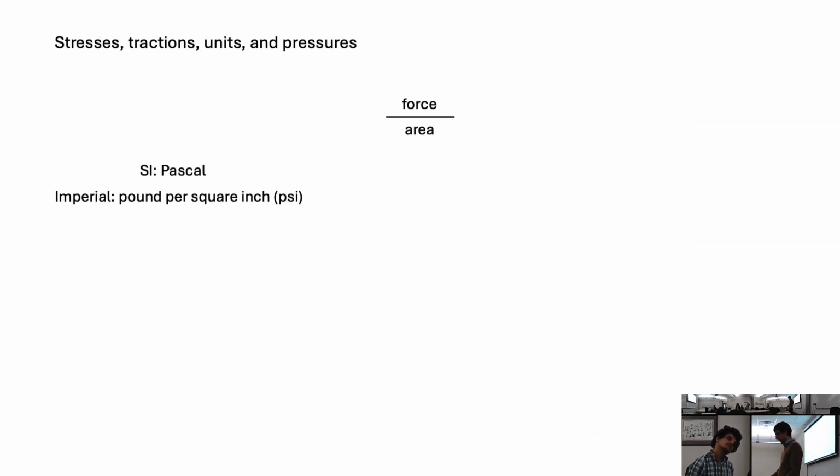And so if you think about that in terms of system international or imperial units, that's pascals versus PSI, pound per square inch. And there's a really easy conversion between the two, which is that 1 megapascal is roughly equal to 145 PSI, or if you're doing back of the envelope calculations, that's basically the same as 150 PSI. Makes it very easy to do calculations.